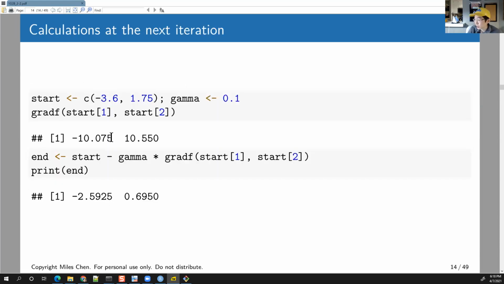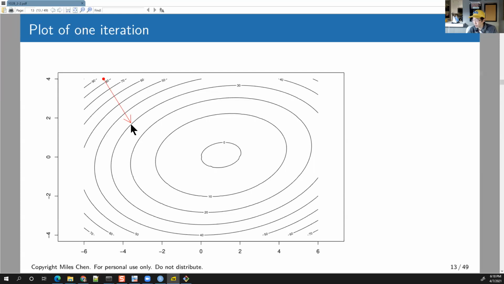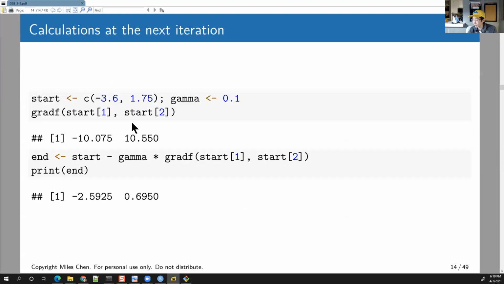If I do this again, now I'm at negative 3.6, 1.75. We're going to calculate the gradient here. The gradient at this location is negative 10.075, comma 10.55. The next spot I take is my starting location of negative 3.6, 1.75, and I subtract this off. This says that if you want to go uphill, you go 10 to the left and 10 up, and we're going to go in the opposite direction. We want to go down and to the right. If you do that, that takes us to here.